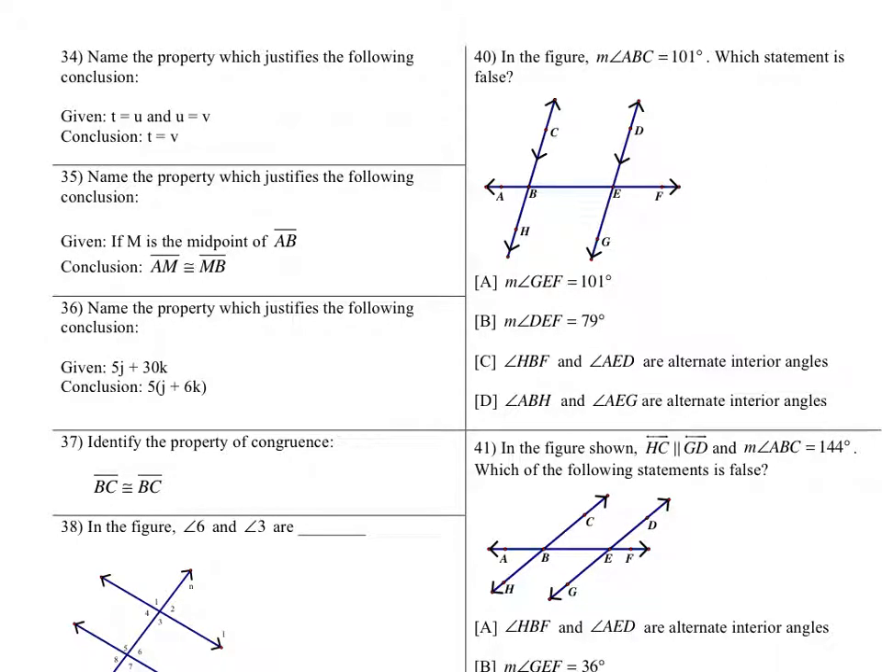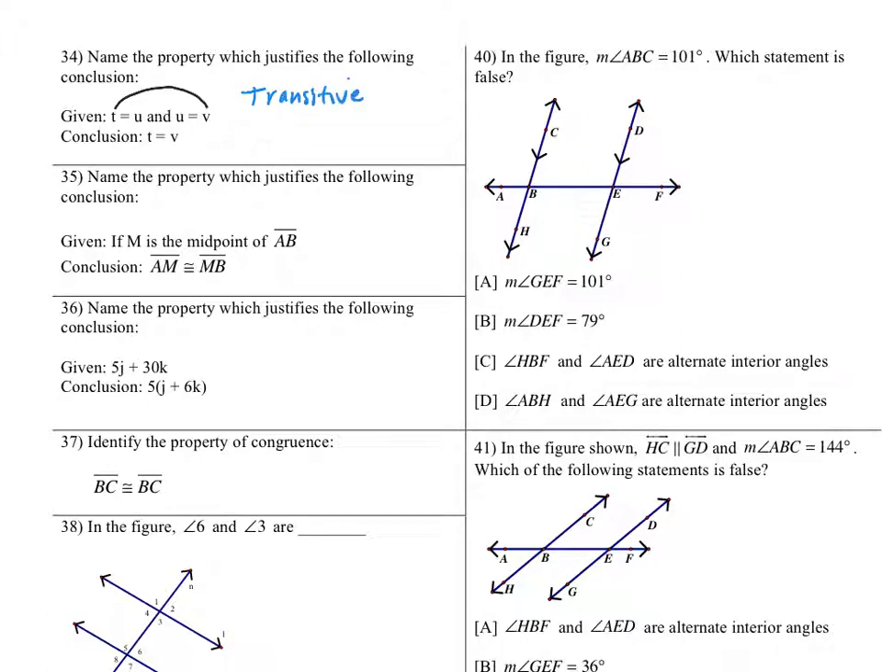For this next video, we'll cover questions 34 through 42 on the geometry midterm exam review. Number 34 says, name the property which justifies the following conclusion. Given t equals u and u is equal to v, and our conclusion is that t is equal to v. So when we have a pattern like this, t equals u equals v, and then t is equal to v, that's called the transitive property of equality, or just the transitive property.